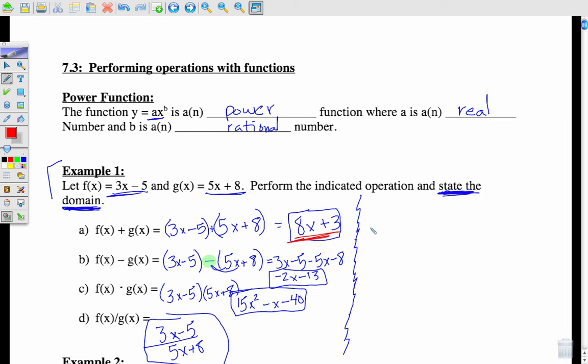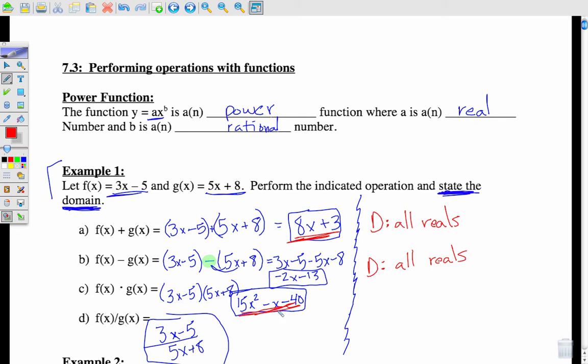Let me show you what I mean. Right here, I don't see any square roots. I don't see any fractions. I don't see any division. So therefore, the domain here is all reals. All real numbers, meaning anything will work in there. Domain here, same concept. I don't see any radicals. I don't see any fractions. So the domain here is all reals.